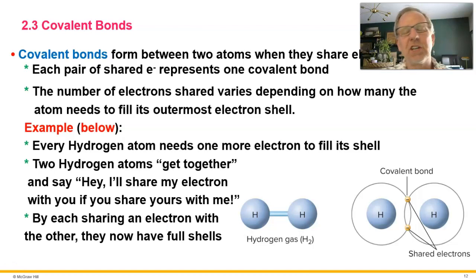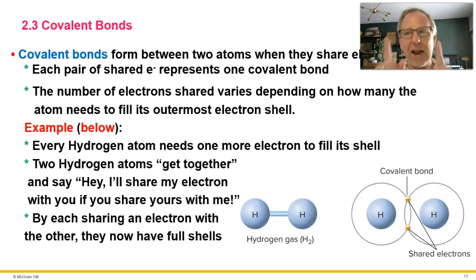Alrighty, we're still in section 2.3, but now we're turning our attention from ionic bonds to covalent bonds. Covalent. If you looked up the word covalent, you'd probably find something having to do with sharing. A covalent bond forms between two atoms when they, that's the critical word, share electrons. So they're not transferring electrons. Electrons are not moving from one atom to another. That's ionic bonds. But atoms are sharing electrons.